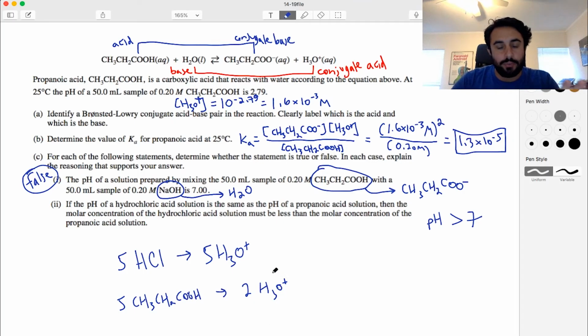So the propanoic acid is going to produce less hydronium. Therefore, in order for these two solutions to have the same pH, the hydrochloric acid solution must have a lower concentration, right? Because there is a point where it will have a low enough concentration that despite ionizing completely, it will still produce the same amount of hydronium as the propanoic acid solution, which only ionizes partially. But there's more of them. There's more propanoic acid molecules. So we end up getting the same number. So that is a true statement.